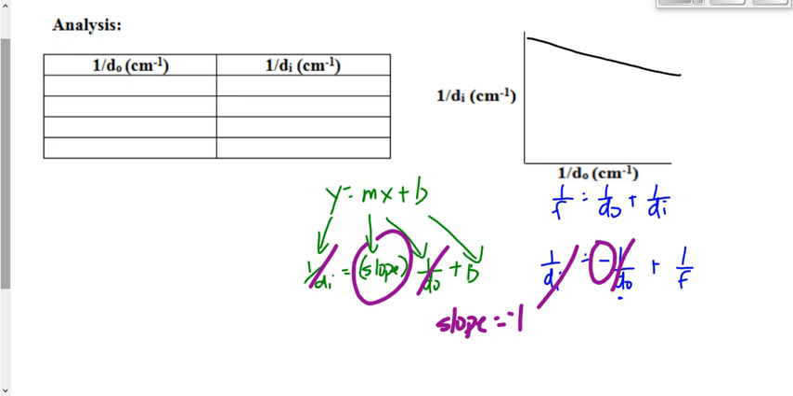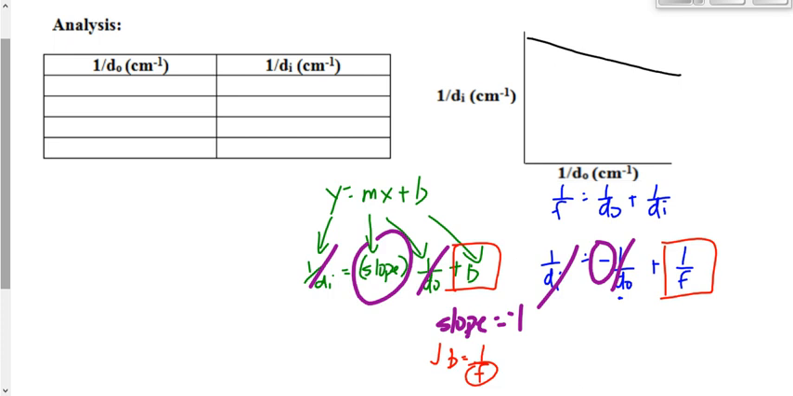What are we left with over here? B is equal to 1 over f. Google Sheets will give you the value of b, so you're going to solve for f. But wait a sec, we already have f, right? We measured it.